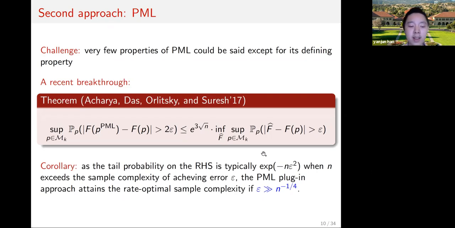So the PML plugin approach will attain the rate optimal sample complexity when the accuracy parameter epsilon is much greater than n to the power of minus 1/4. Basically, this result shows the optimality guarantee of the PML in the low accuracy regime, meaning that the accuracy parameter needs to be at least n to the minus 1/4.